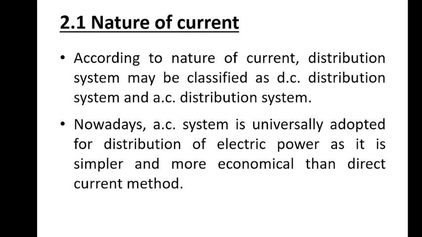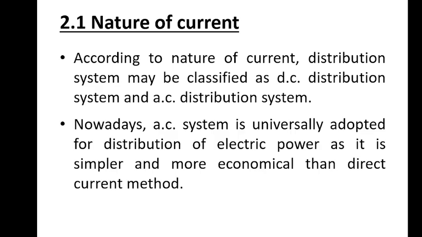Okay. This slide explains the classification of electrical distribution systems based on the nature of the current. In general, distribution systems can be divided into two main types, DC systems and AC systems. Historically, both types were used, but today AC distribution systems are universally adopted in most countries.